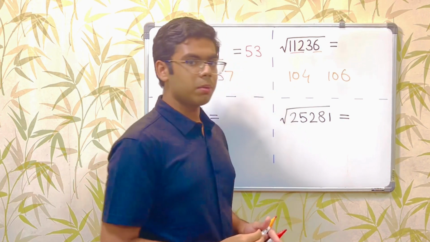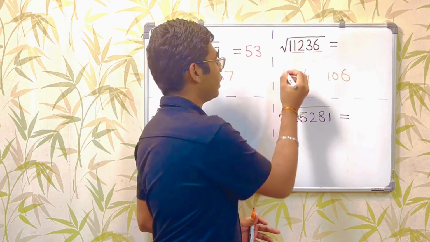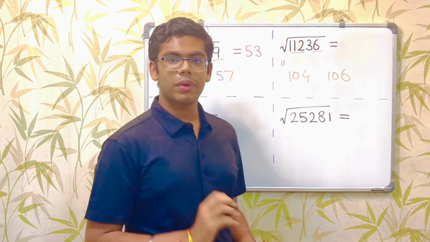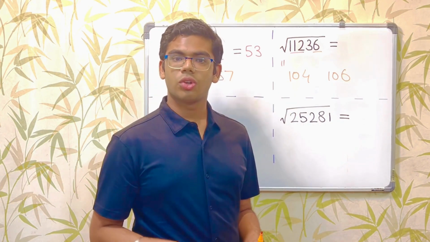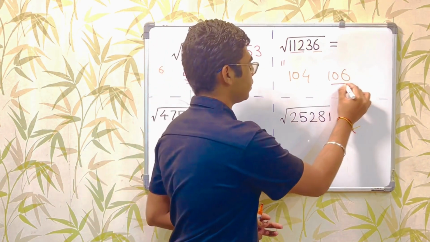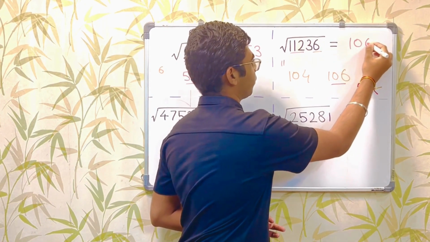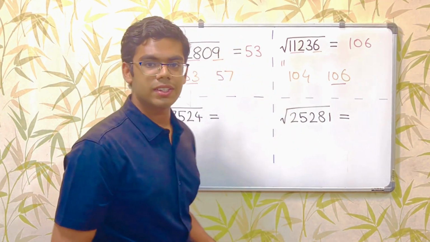For our final step, we would multiply 10 with 11, which gives us 110. 110 is less than 112, so we would choose the bigger number, 106. So 106 is the final answer.